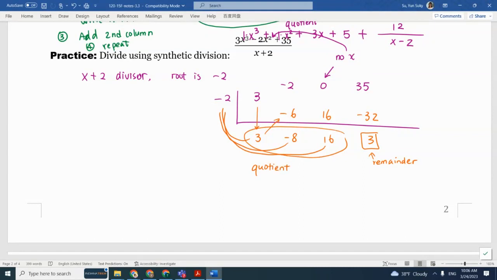And the quotient is what? You start with the last number. The constant term is 16. And then what? Negative 8x. And then 3x squared. Yes. So therefore, our fraction equals the quotient plus the remainder 3 over the divisor x plus 2.